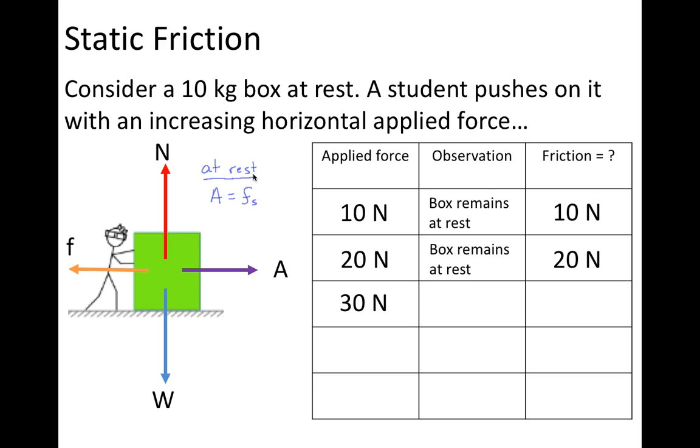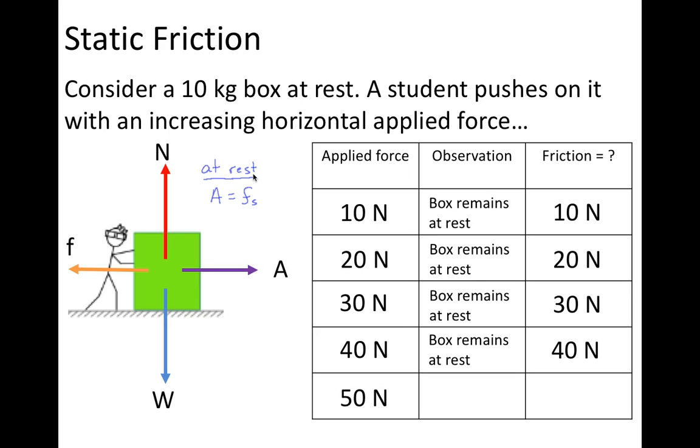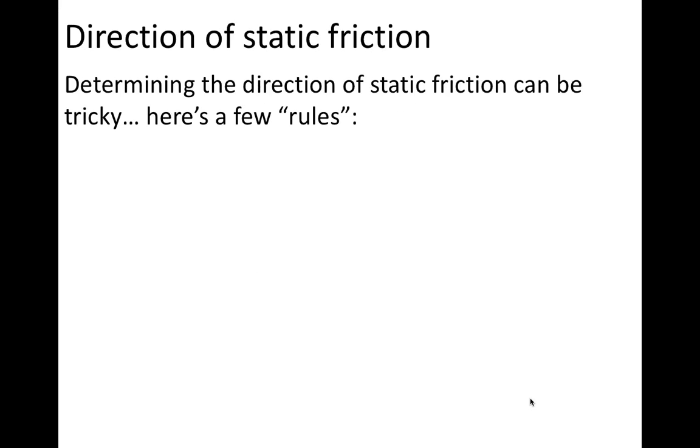How about the applied force of 30 newtons? Well, if the box remains at rest, the friction will adjust itself to be 30 newtons. How about 40 newtons? If the box remains at rest, it'll be 40 newtons of friction holding it at rest. If the student pushes with 50 newtons and notices that the box begins to slide, well, what's the friction then? Well, then the form of friction is kinetic. All right, it's going to be sliding, so we now have kinetic friction. And what's the value of it? Well, we need to know the acceleration to determine the value of the force of kinetic friction. And we learned how to do that in section 6.1.